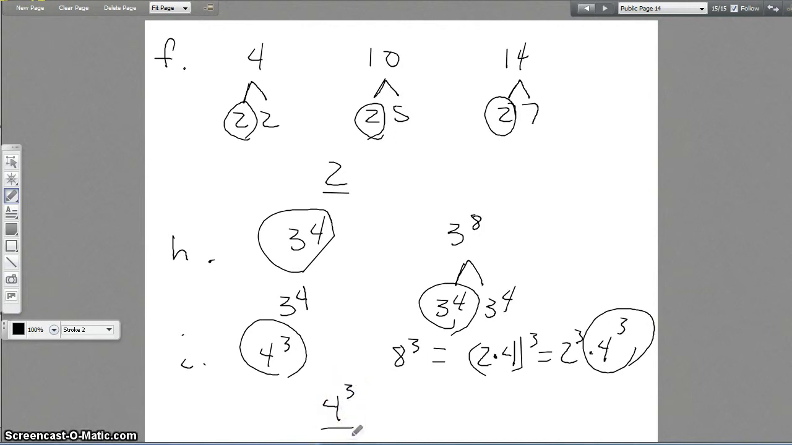And that was number 8, which is just like number 13 that I assigned for homework. So that is all.